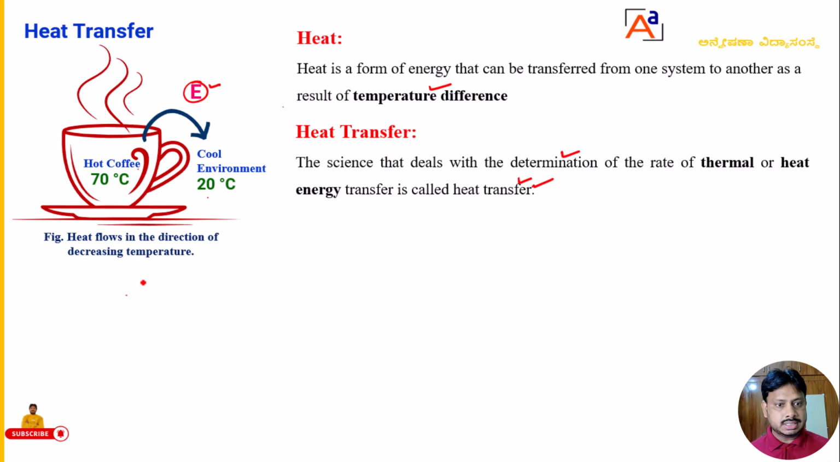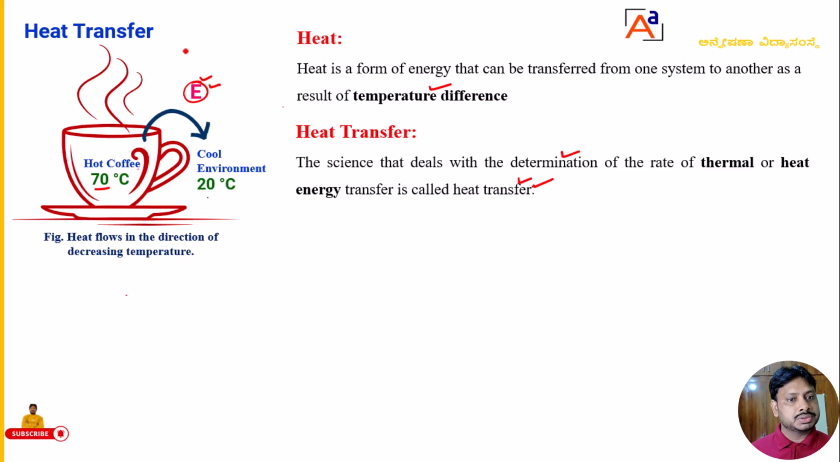How is it, dear students? You can see here, there is a hot coffee cup on the table. The temperature of that coffee is 70 degrees Celsius. The ambient or surrounding temperature is 20 degrees Celsius. Then you say that energy is transferring from hot coffee to the surrounding. That energy is represented as E, the heat energy getting transferred from high to low temperature region. That's fine, but how much amount of heat energy is getting transferred? That is nothing but heat transfer.